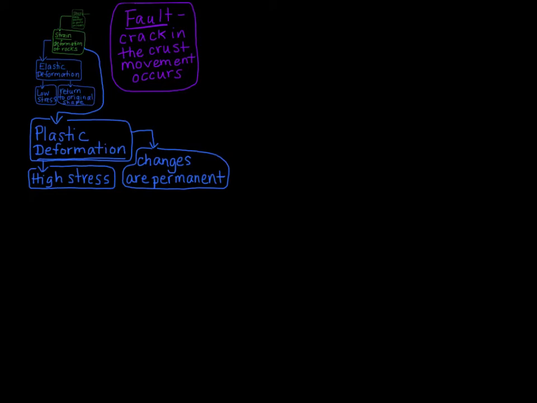So now that we know what causes the movement associated with faults, let's learn about the three different types of faults. And we'll start with the one that we will be most familiar with. The first kind of fault that we will put on our notes is called a strike-slip fault.